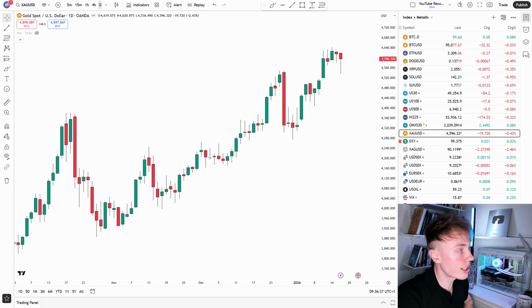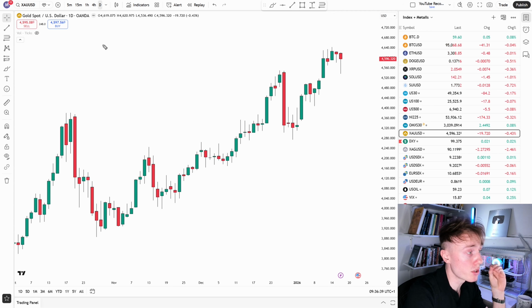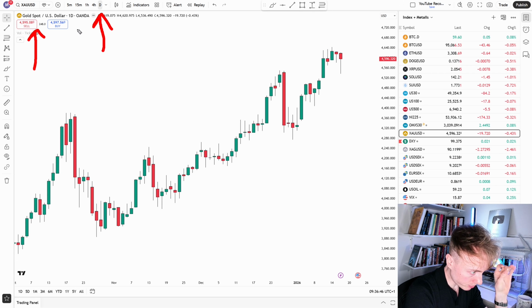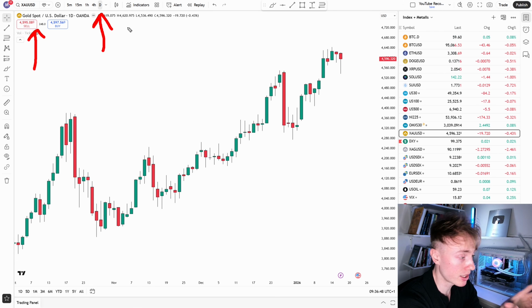Alright, okay, so now let's actually jump back here into TradingView. We are looking here at the daily time frame, and we are looking at gold. So every candlestick on this chart represents 1 day.